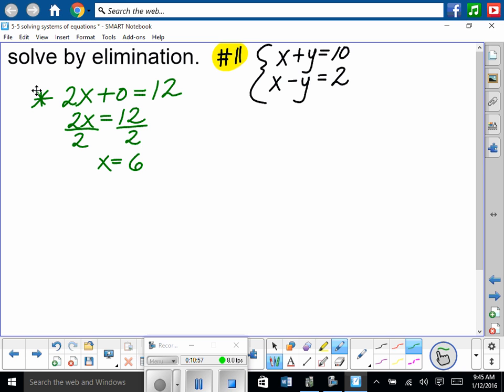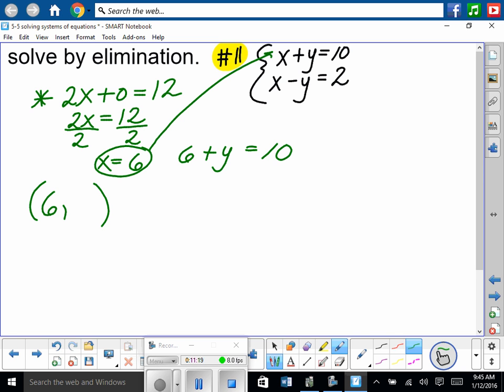Now remember, these are xy points where these lines are intersecting. So we have 6 comma something. Now I'm going to substitute that 6 back into either function to solve for the other variable y. I'm just randomly going to choose to plug it into my top function here. So instead of an x, I have 6 plus y is equal to 10. I substituted it in for x. So solving for y, I subtract 6 from both sides, so y is equal to 4. So 6 comma 4 was the solution.